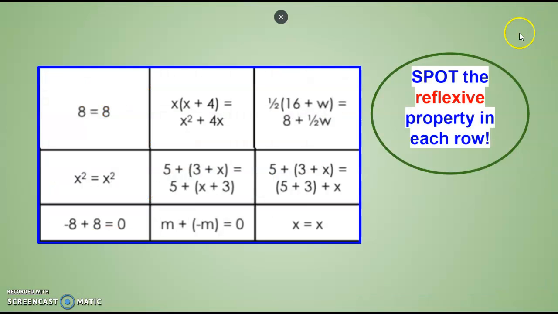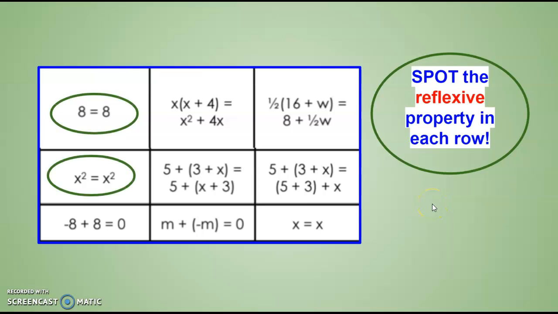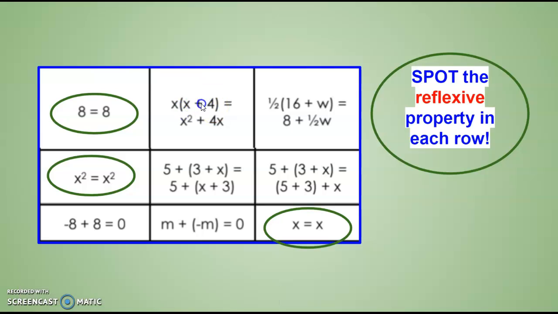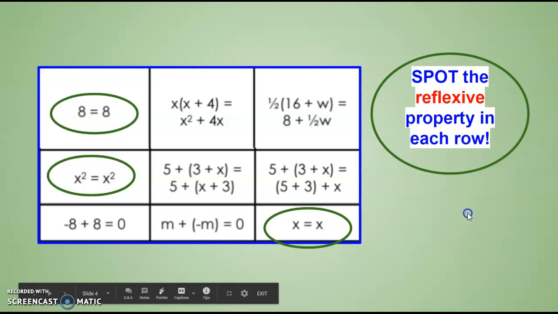All right, so there's examples. It says spot the reflexive property in each row. So in each row, and I'm encouraging you to pause and just try to find them first. So there's 8 equals 8, x squared equals x squared, and x equals x. So those are the three reflexive property examples in this here. This one here looks like distributive property. This is distributive property, commutative, associative, inverse, inverse. Little review there.